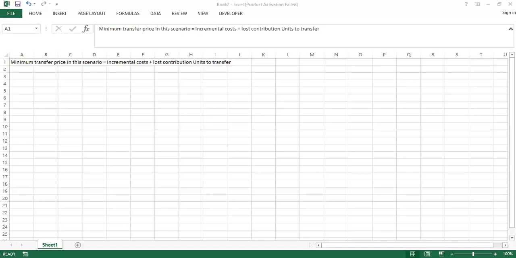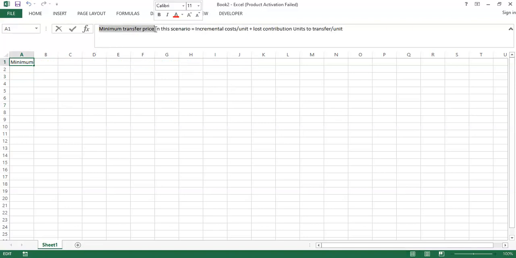So you want to divide that by the units transferred, right? Maybe, given how I'm going to do this, I could change this a little bit and say incremental cost per unit plus lost contribution per unit, right? That basically means the same thing. So this is how I did it the other time, and you can still present it like that. Okay, let's take this scenario out. We don't need that.